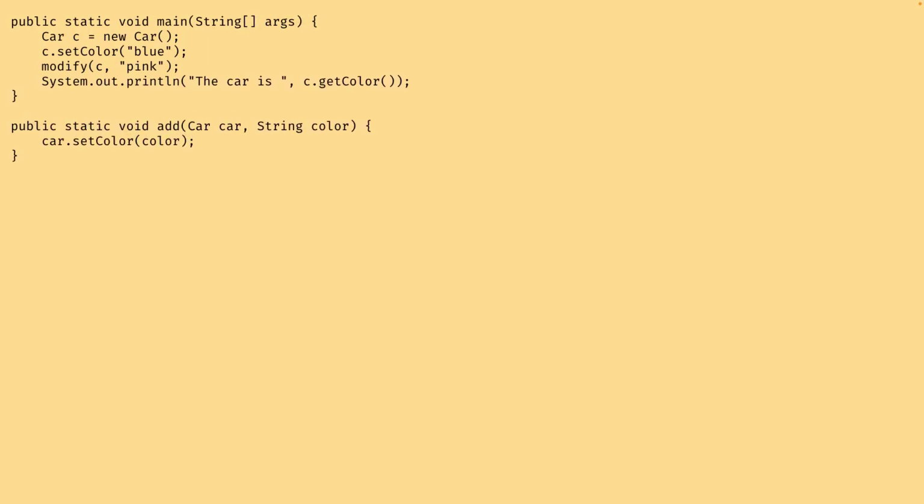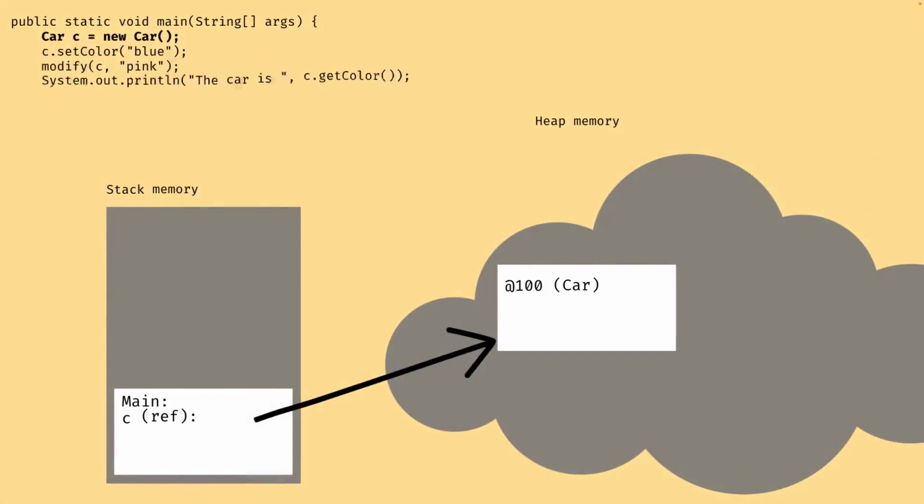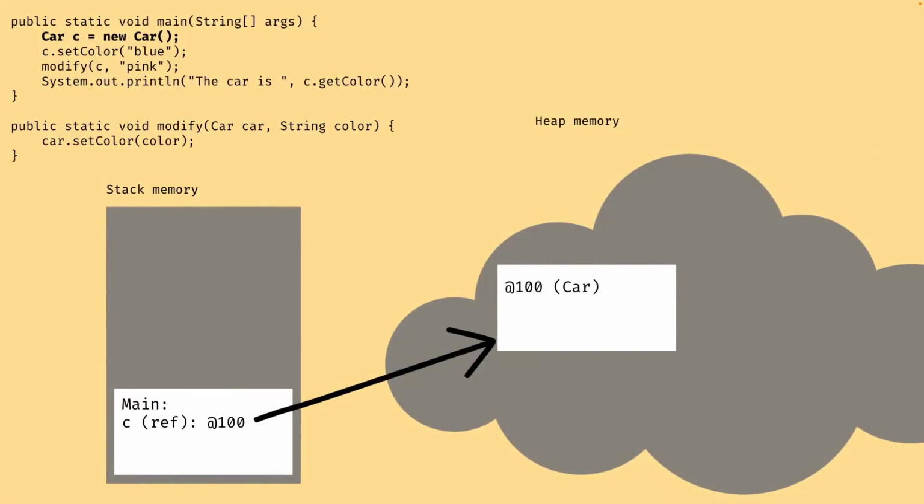Let's modify the example to use an object. We are now creating a car, setting the color, then calling a method with this car and another color. In this method, we change the car to the new color. Let's walk through it line by line and see what happens to the stack and heap memory.